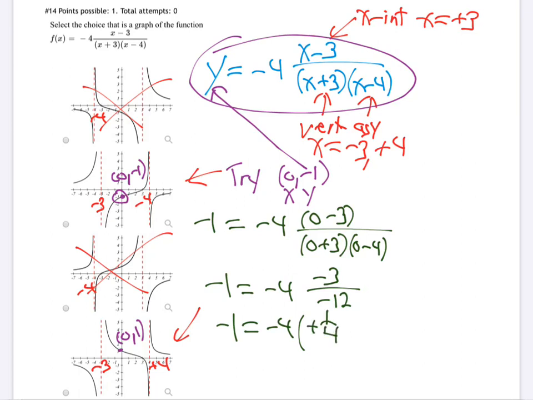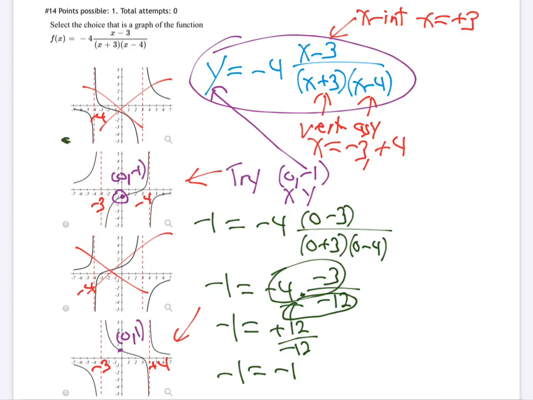All right, well, here, let's just do this. Make this easier. Put this over 1, multiply. Negative 3 times negative 4 is positive 12 over negative 12, right? 1 times negative 12. And that's true. Negative 1 is negative 1. It works. So this is our answer. This is the right graph. If you did the other one, if you did 0, 1, it wouldn't work. Only 0, negative 1 works.